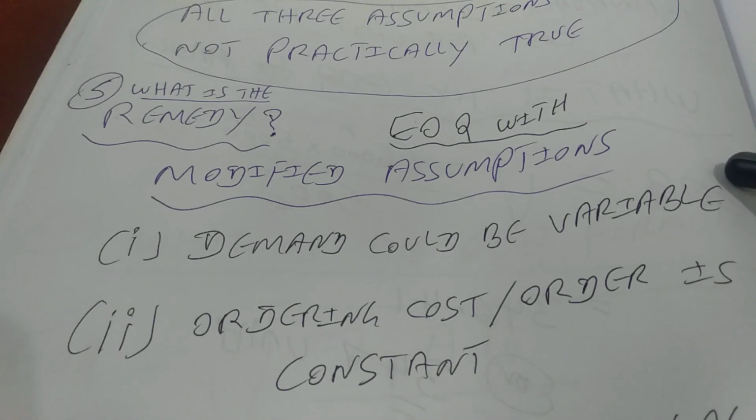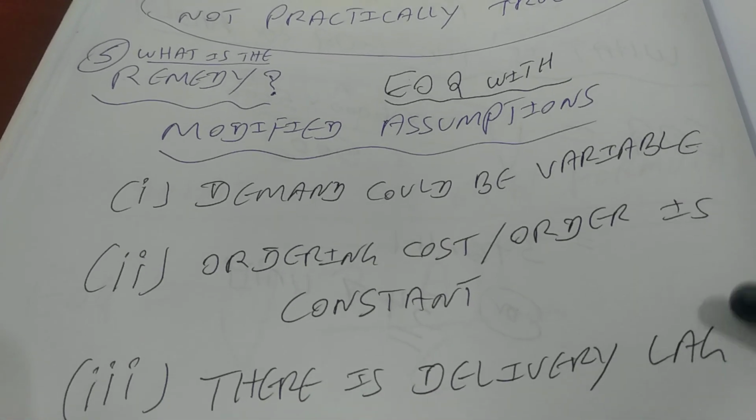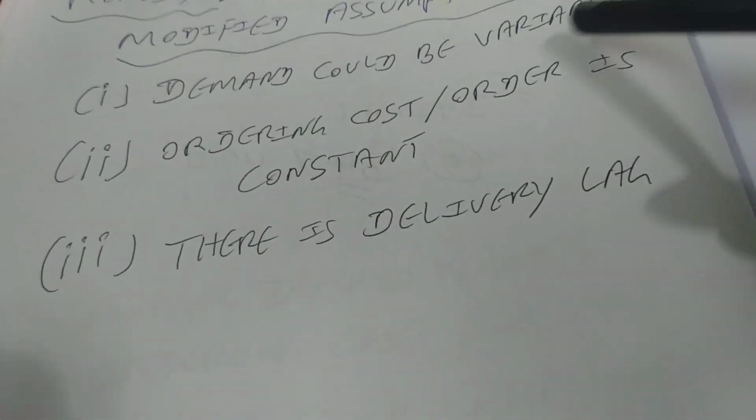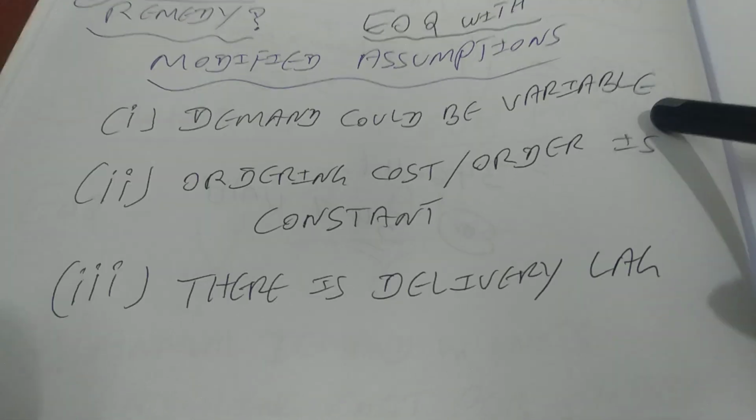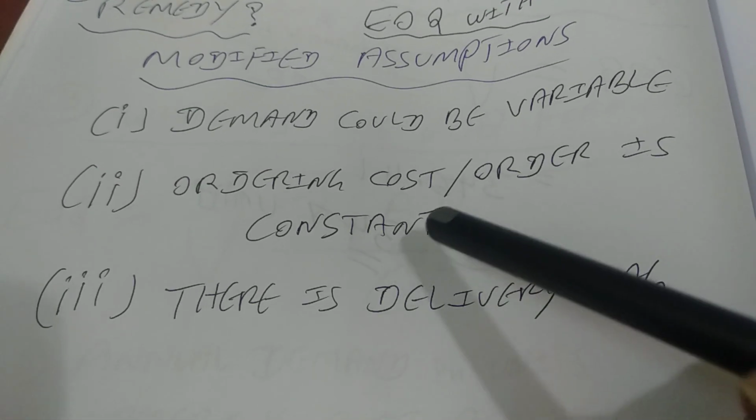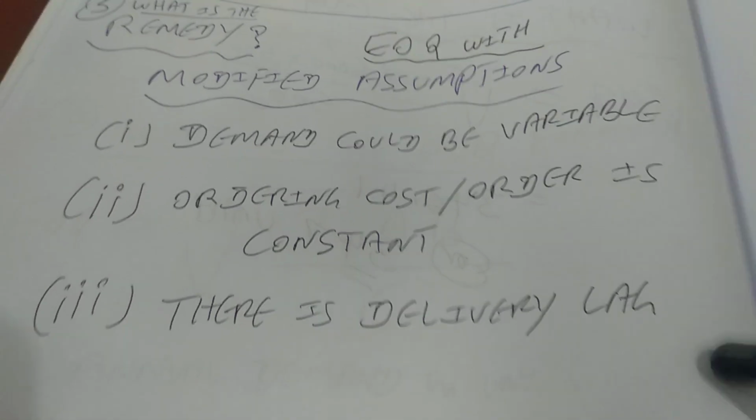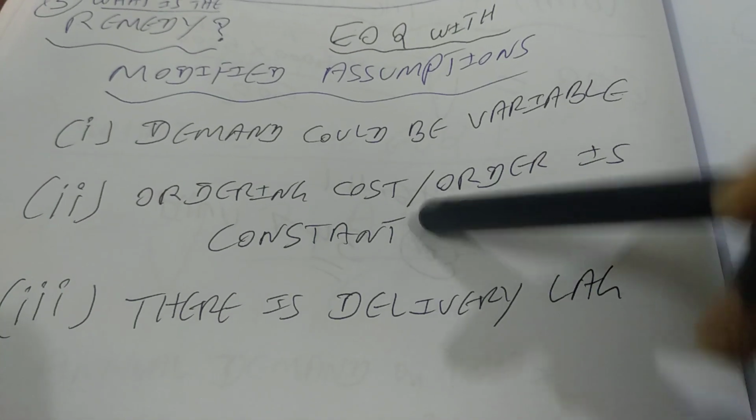The remedy is simple. We are going to relax 2 of the 3 assumptions, right? So that means we are going to have a modified EOQ model wherein we are going to assume demand could be variable. We are also going to assume that ordering cost per order is constant and there is delivery lag. So that means this remains the same as that of the original model.